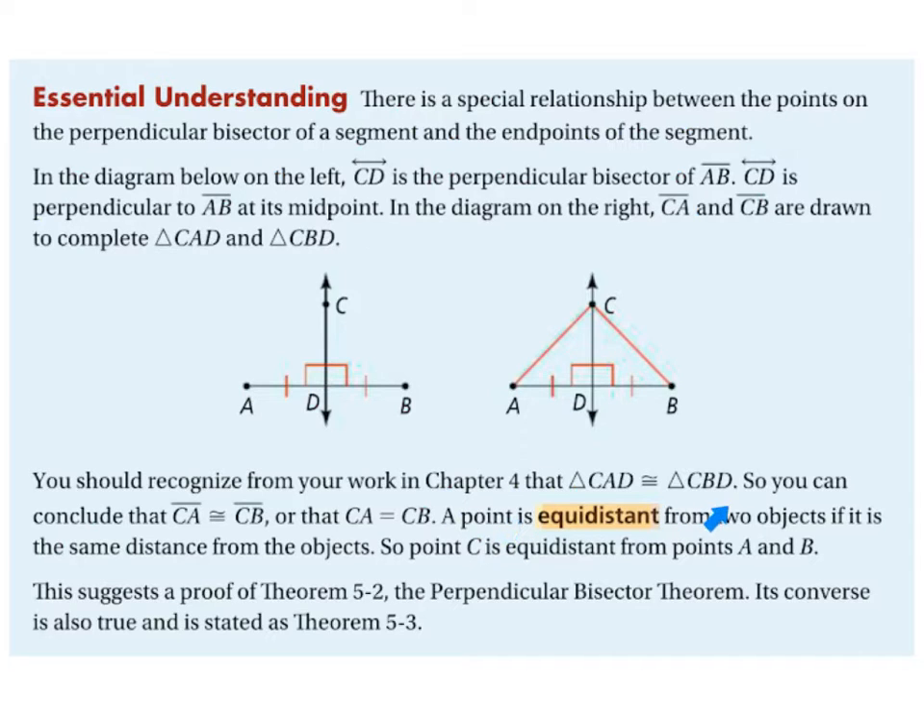A point is equidistant from 2 objects, objects being A and B in this case, if it is the same distance from the objects. Equidistant means same distance. So point C is equidistant from A and B, okay? And this suggests a proof for theorem 5-2, the perpendicular bisector theorem. Its converse is also true and is stated in theorem 5-3, okay? Essentially, if you have a perpendicular bisector, any point on it will be equidistant from the endpoints of that side.